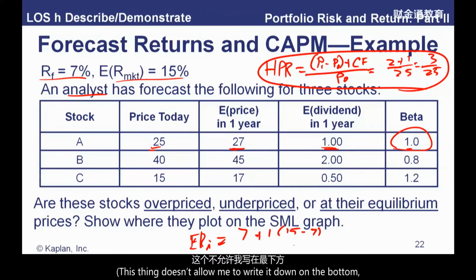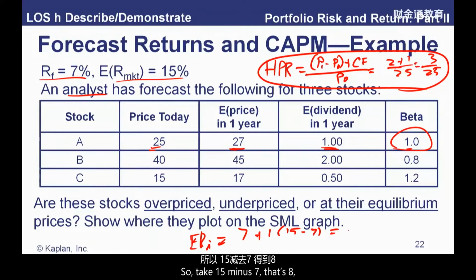Right, and this thing doesn't let me write down at the bottom. That's why it's slanting up a little bit. Okay, so I take 15 minus 7, that's 8. Multiply it by 1, that's still 8. Add in 7, I get 15%.